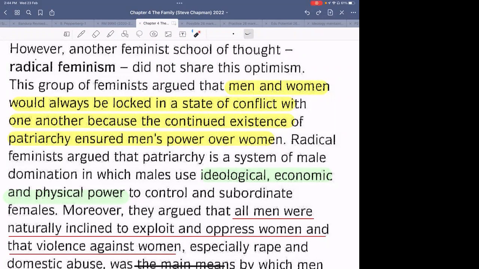Yeah, and they have an extreme wing to radical feminism too. Let me give you a couple of examples of some radical feminists from the extreme wing. We have Greer. Greer advocated segregation. Yeah, segregation from men. Get it?